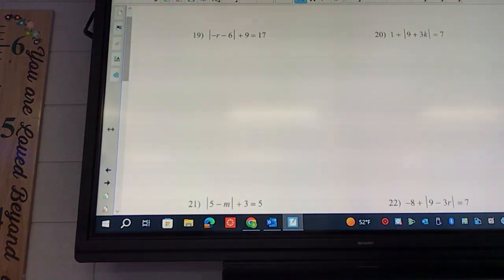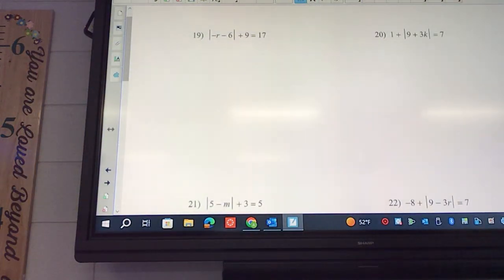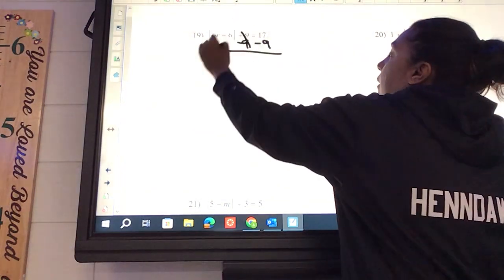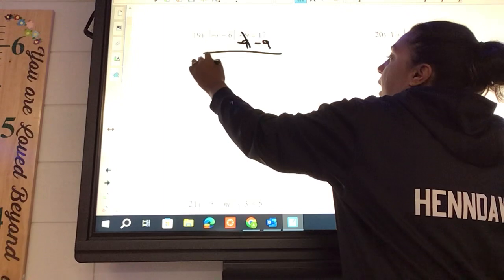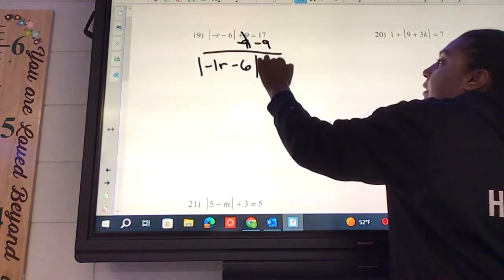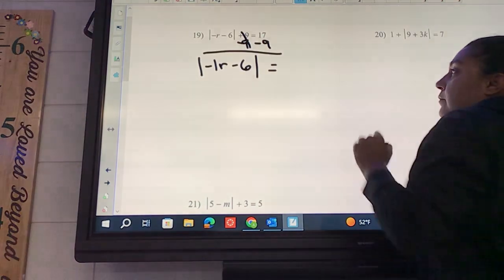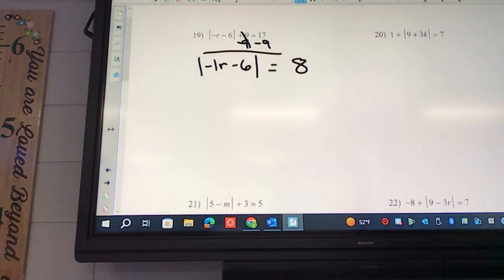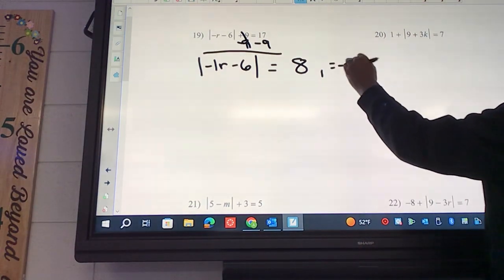Okay, number 19. Is there stuff outside the bars? Yes, so it needs moved first. So we're going to say minus 9, minus 9. So I got the bars around negative, and I'm going to put a 1 there, 1r minus 6 equals 8. Okay, so now the bars are by themselves, so we can say comma equals negative 8.